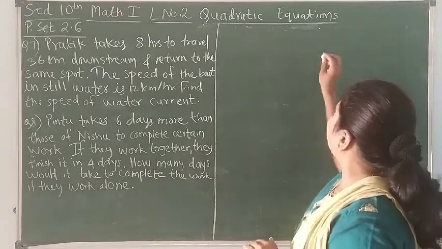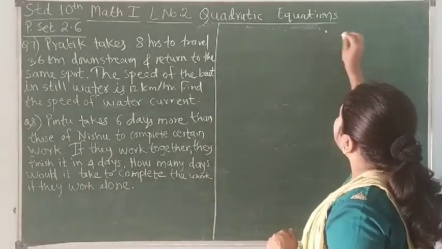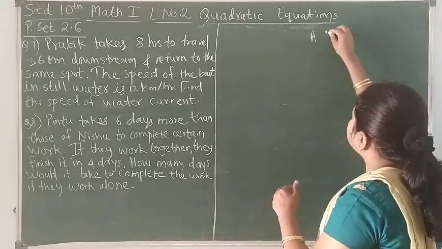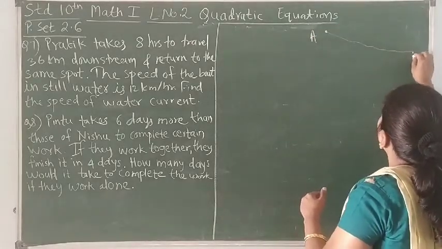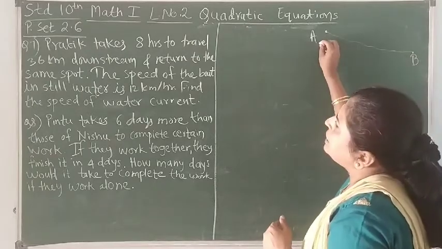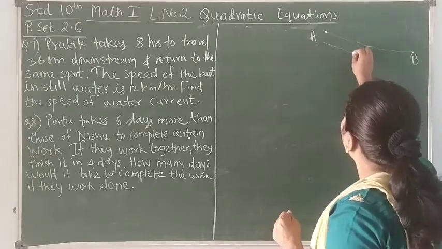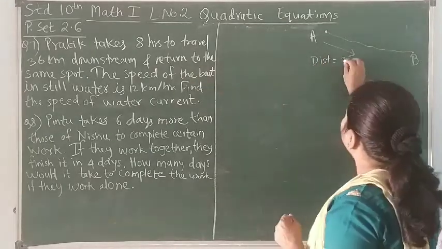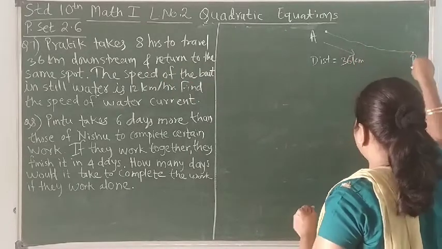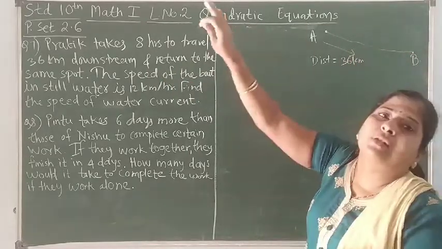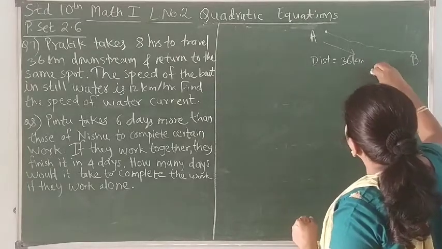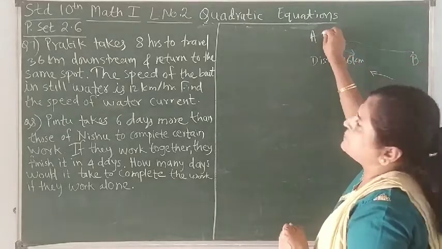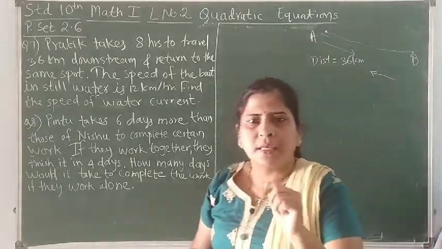Let's try to figure out what he is doing. Say this is the spot where he has started, say spot A, and he is traveling downstream. He is going like this and coming to this spot. What is the distance he is traveling? The distance he is traveling is 36 kilometers downstream and coming back to the same spot. So upstream also he is traveling the same distance, and while going and coming back to the same spot, the total time he is taking is 8 hours.